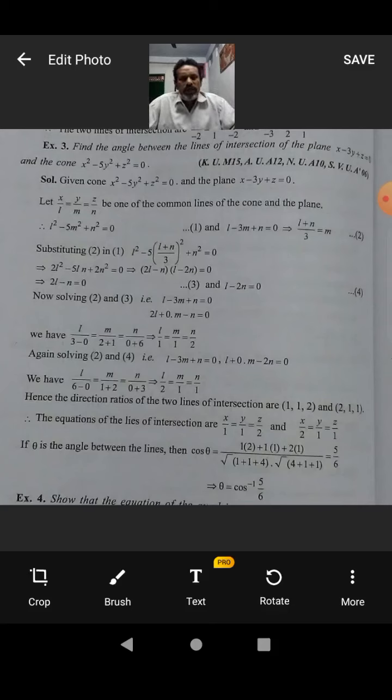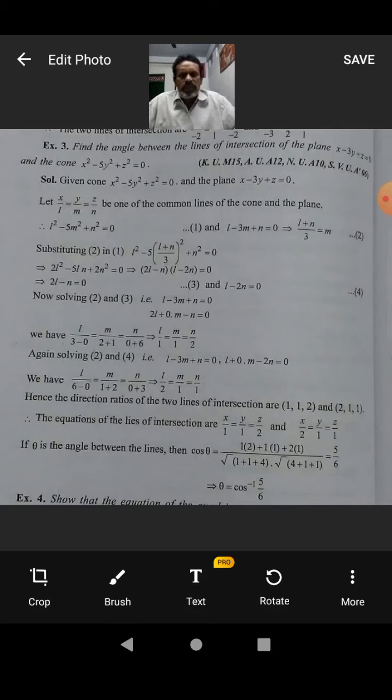We need only the DRs or DCs. That means L1, M1, N1 and L2, M2, N2. These values are required. Now the angle between these two lines is given as cos theta is equal to (L1 L2 plus M1 M2 plus N1 N2) by root of (L1 square plus M1 square plus N1 square) into root of (L2 square plus M2 square plus N2 square). Substituting these values, 1 into 2 plus 1 into 1 plus 2 into 1 by root of (1 square plus 1 square plus 2 square) root of (2 square plus 1 square plus 1 square). So 2 plus 1 plus 2, 5 in the numerator, by root 6 into root 6, that is 5 by 6. Therefore theta is equal to cos inverse 5 by 6.